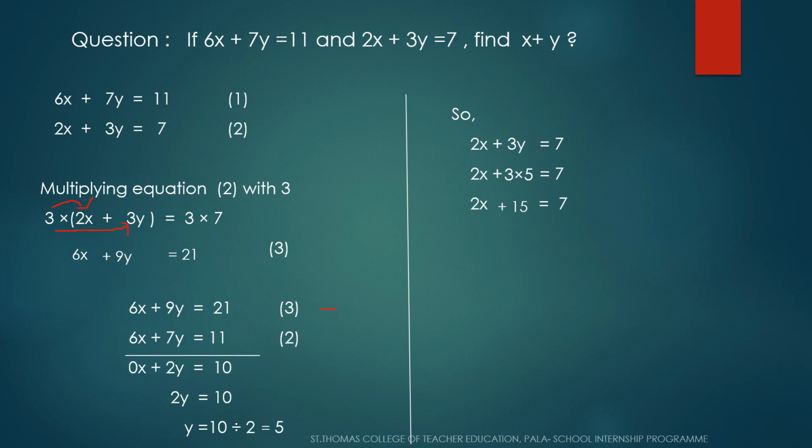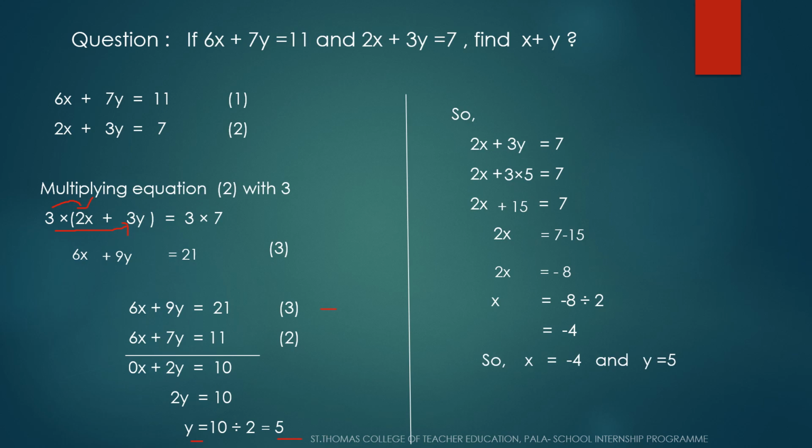Good. Now tell me what you are going to do next. Yes, 2x is, good, 7 minus 15, isn't it? What is 7 minus 15? Yes, it's minus 8. So we get 2x as minus 8. Then tell me x. Yes, x will be minus 8 divided by 2. And what is that? Minus 4. So we get the value of x as minus 4. And we got the value of y as 5, isn't it? So x equal to minus 4 and y equal to 5.